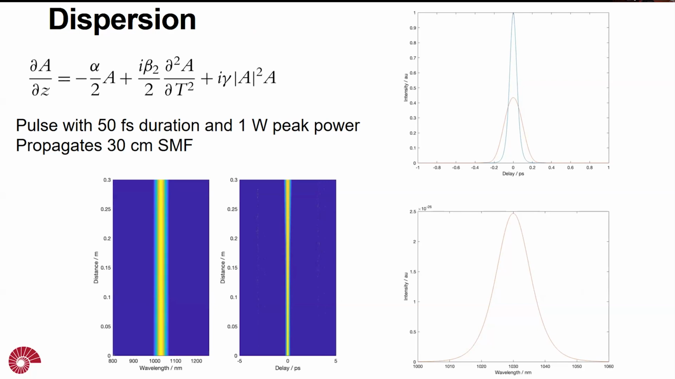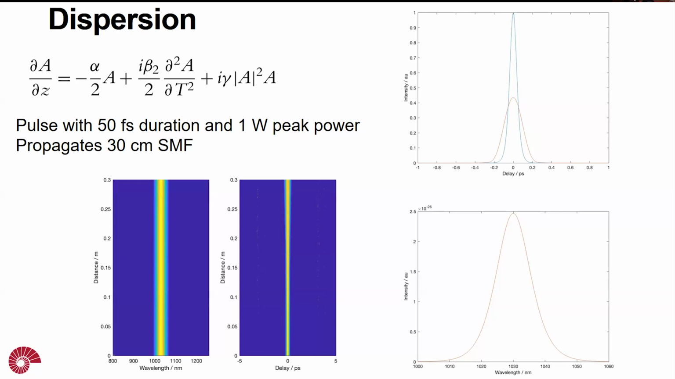And I'm letting it propagate 30 centimeters of single mode fiber. And what you see here is, from here to here is 30 centimeters. What happens to my one-dimensional signal? Why am I saying one-dimensional? I'm working in single mode, so nothing changes in space, right? I just need to consider time. So this is spectrum, this is time. Okay? And what happens to it?